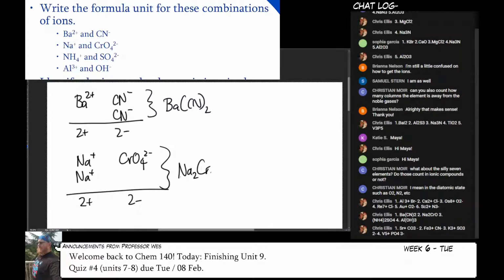Wow, that was a terrible letter O. Let's try that again. There we go. Don't need parentheses there because I only have one of the polyatomic ion. If I put parentheses around this, it doesn't really help any, does it? So now I got to go back over to the history and delete those 2 brush strokes. There we go.